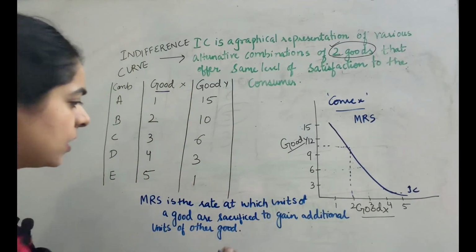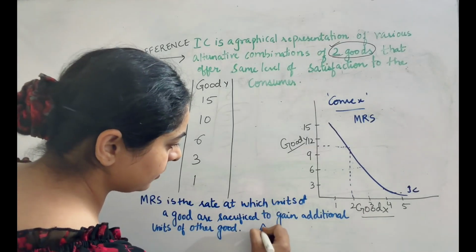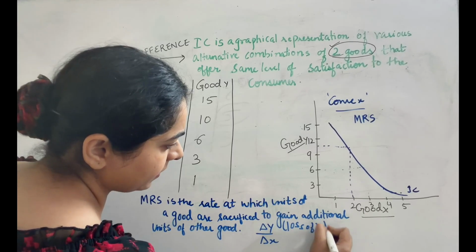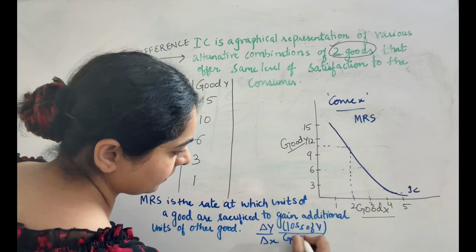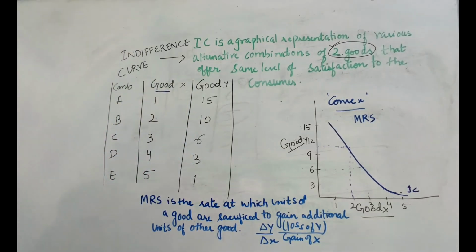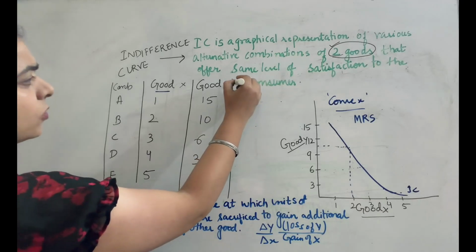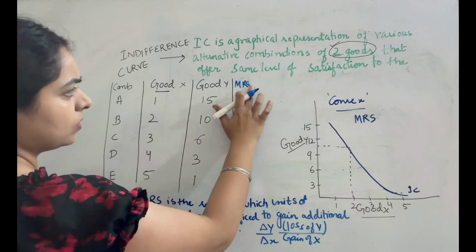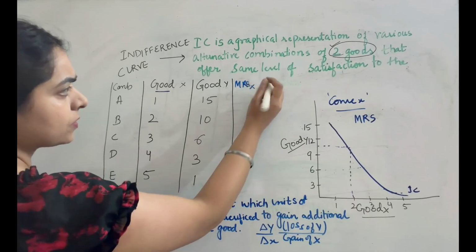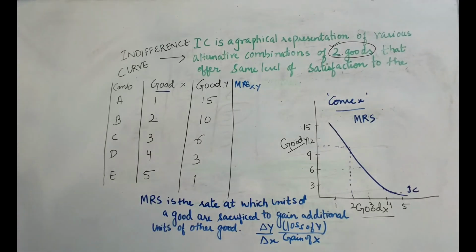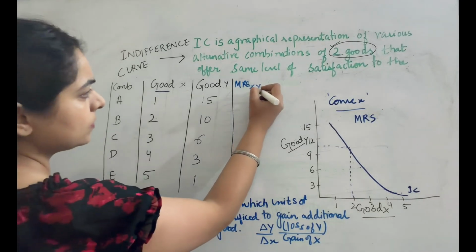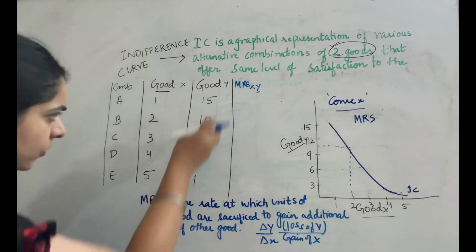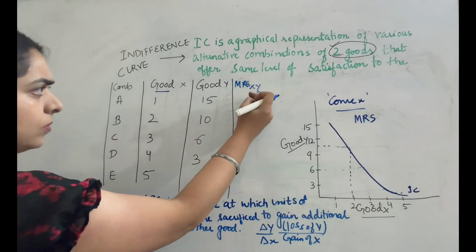We can represent the marginal rate of substitution as delta Y upon delta X, that is, loss of good Y upon gain of good X. This is the marginal rate of substitution. Here we can find the values of the marginal rate of substitution, and I'm writing it here as MRS XY. Whichever good we are sacrificing is always written last. So if you are sacrificing units of good Y, you write Y after X.